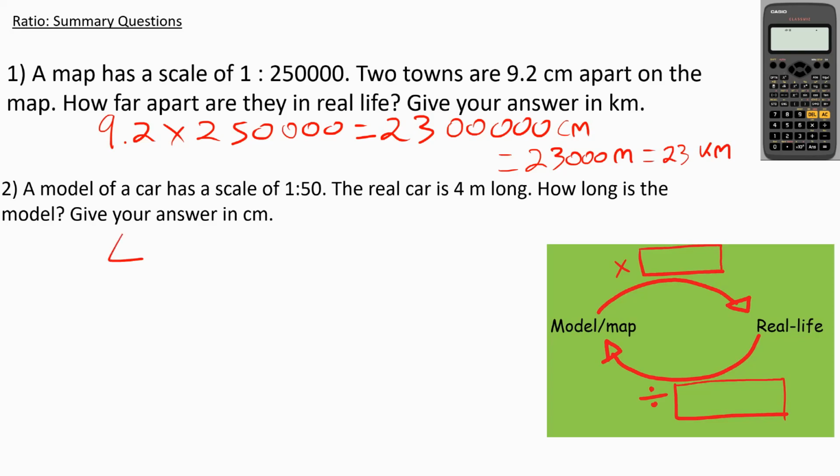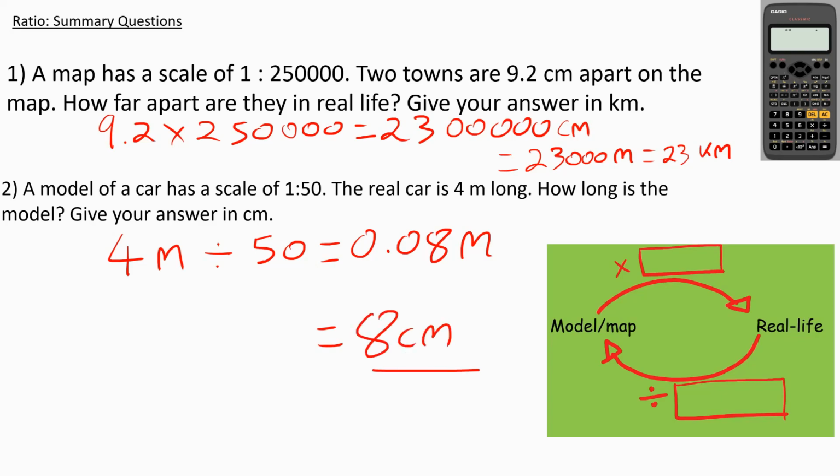In the second question, we have the model of the car is 4 meters. So if we divide that by 50, we will get the length of the model, which is 0.08, and it's still in meters. So to make it into a more practical unit, I would make it into centimeters by multiplying by 100, which would give us 8 centimeters for the length of the model car.